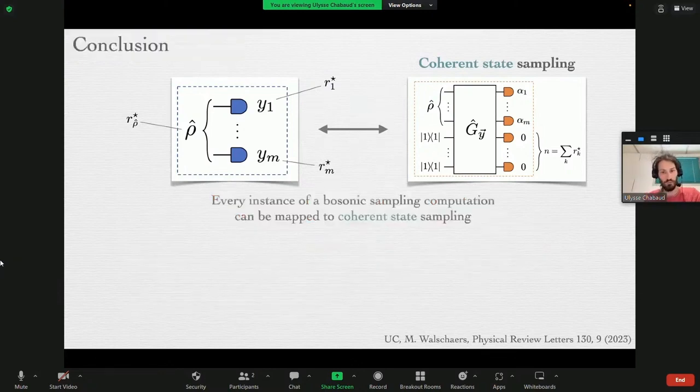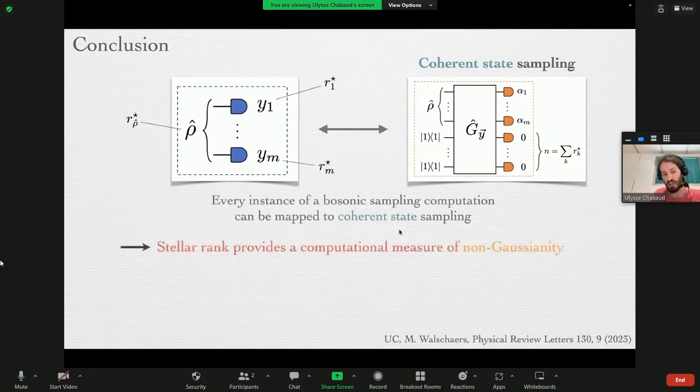Okay, so I'm going to conclude here. The main message that I want to tell you is that from a very general setup, you can reduce it to another setup where resources are easier to study. In this case, any bosonic sampling computation, any instance of such a computation, we map to a different instance of coherent state sampling. And this construction allows us to prove that the stellar rank provides a computational measure of non-Gaussianity. If your stellar rank is too low, we give a classical algorithm that is very general, and that allows you to simulate the whole setup.